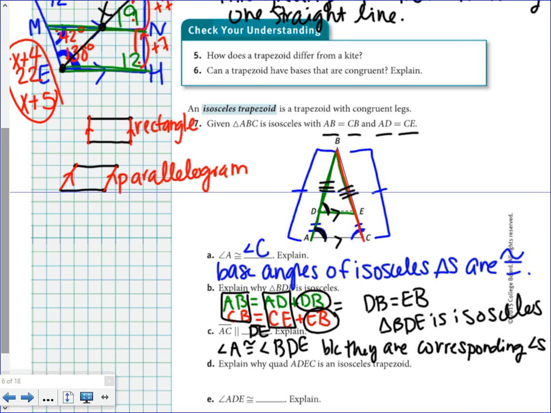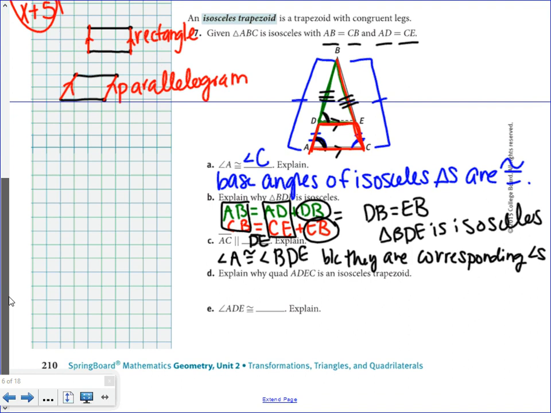Then it asks about the quadrilateral ADEC. How do we know it's isosceles and how do we know it's a trapezoid? So isosceles, we know that AD is congruent to CE. That's what they gave us at the beginning. We also know that DE is parallel to AC. We just talked about that. And that is the definition of an isosceles trapezoid.